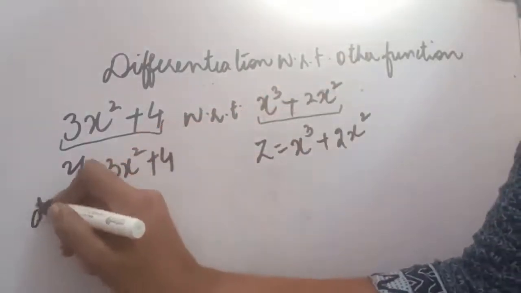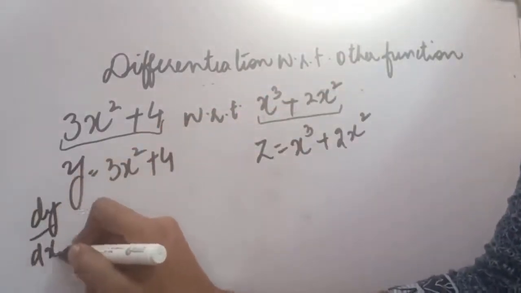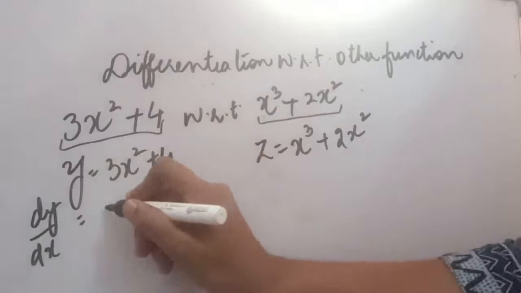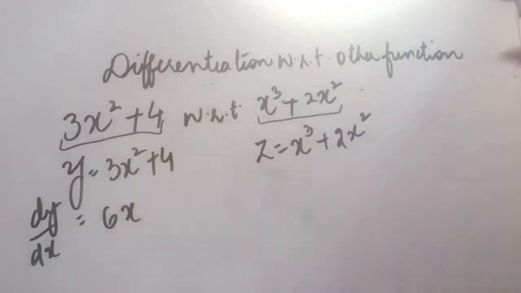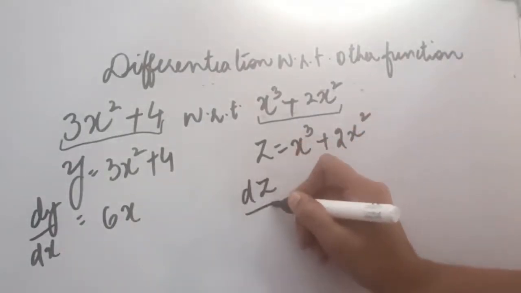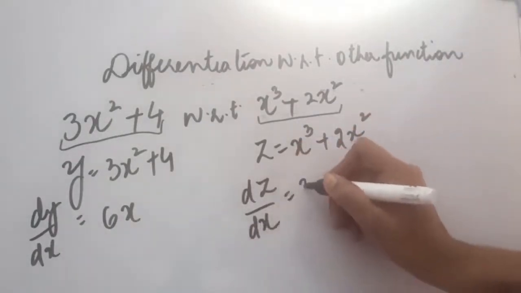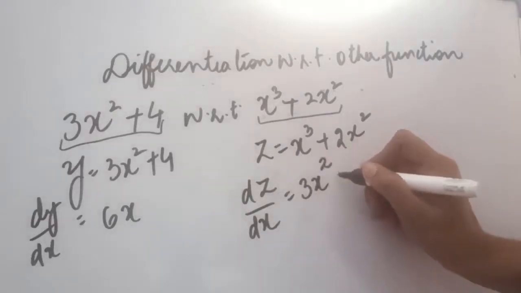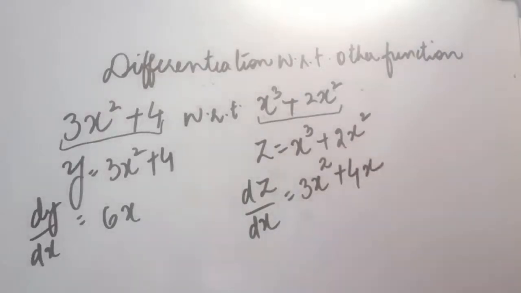Now the question is very clear. Now we can take differentiation dy upon dx first. Taking the differentiation individually, it will be 6x. This is a constant, so no value. If we take this differentiation, it will be dz upon dx. The differentiation will be 3x square plus 4x.